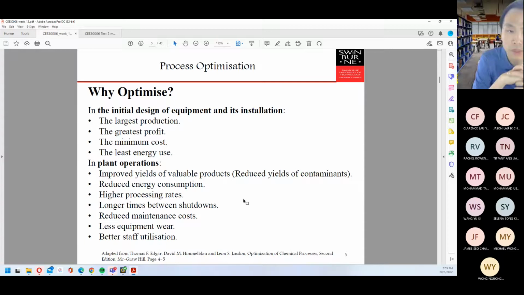So why do we want to optimize? These are some of the reasons. We want to get the largest production, the greatest profit, the minimum cost, the least energy use. In plant operations, for example, we want to have an improved yield or reduced yield of contaminants, reduced energy consumption, higher processing rates, reduced maintenance costs, less equipment wear, and better staff utilization.